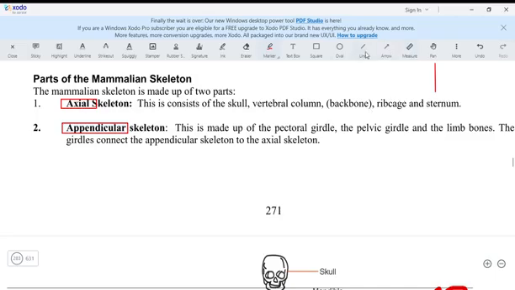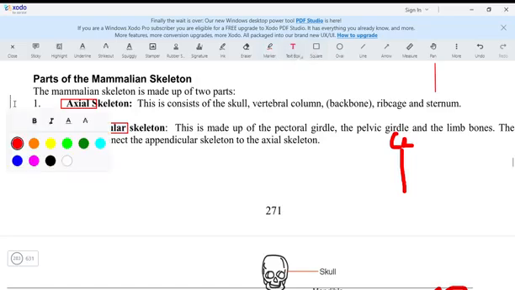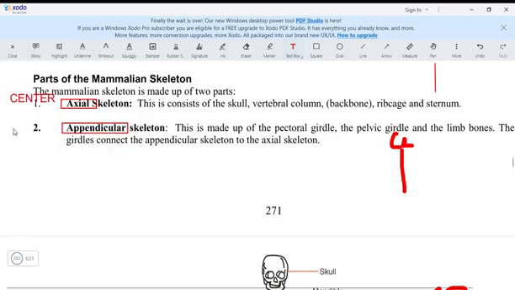How will you remember axial skeleton? You can use your axis in mathematics, the y-axis, something that is at the center, to remember. So the axial skeleton is a type of skeleton that deals with bones at the center. That means the center bones make up the axial skeleton. But those bones that are away from the center, we call them appendicular.